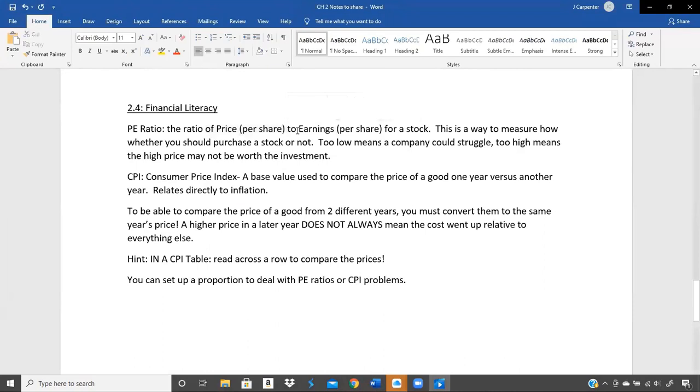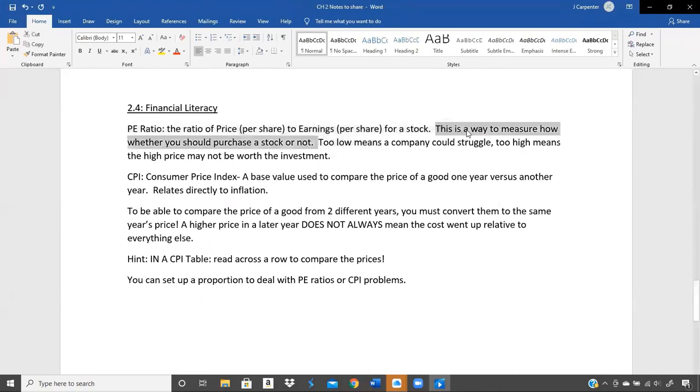Also, at the end of the year, they can calculate earnings per share. Earnings is your profit. So if you take your total profit and divide it by the number of shares of stock a company has, whether it's 100, 1,000, 10 million, 10 billion, and it's usually in the millions and billions, if you divide those two things, you'd get the PE ratio. And historically speaking, this has been a good way to measure whether you should purchase a stock or not.